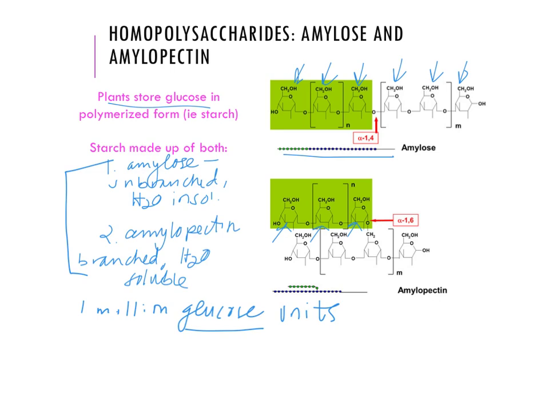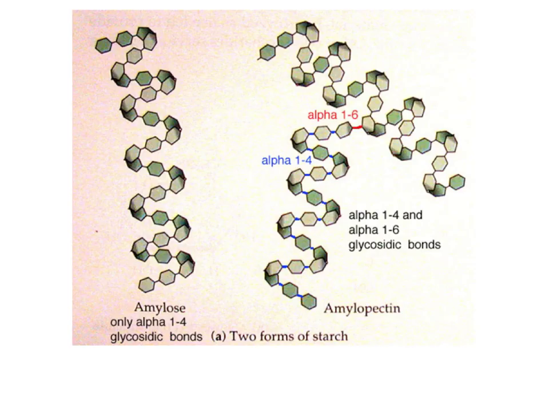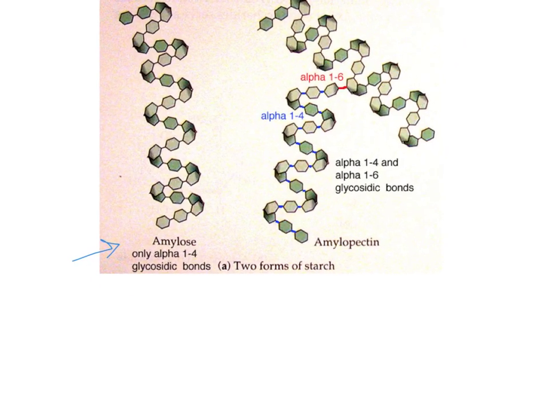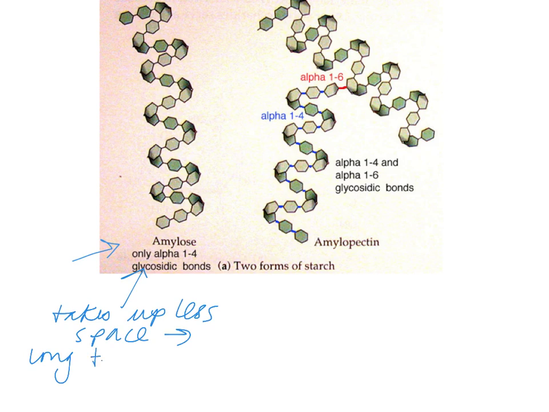And because of their different structures, they have slightly different energy storage functions. So amylose, turns out it makes this really long helical shape, whereas amylopectin doesn't quite fit into a nice helix. But amylose packs together really, really nicely, and is used for long-term energy storage. So amylose, because it's just one long chain, and it takes up less space, it's good for long-term energy storage.